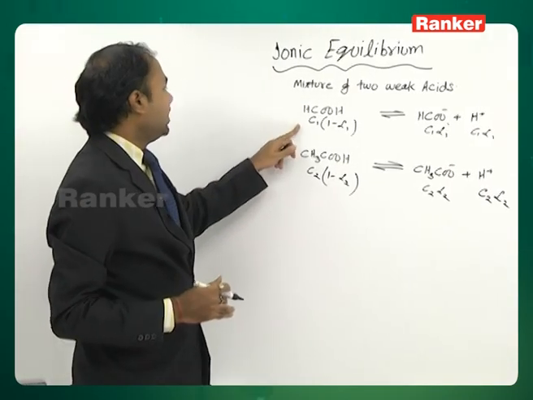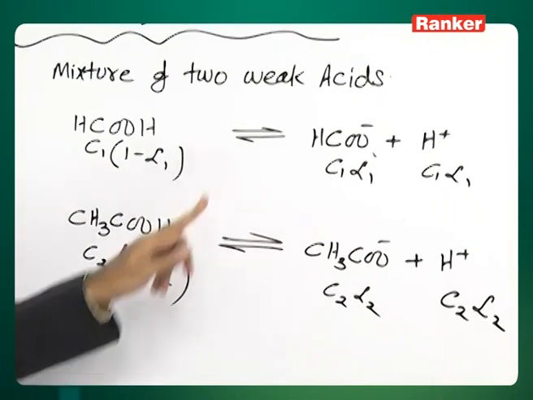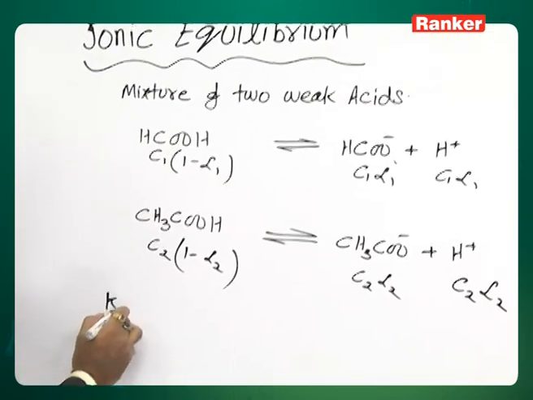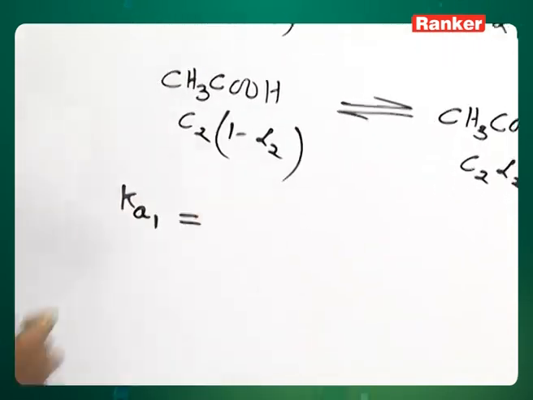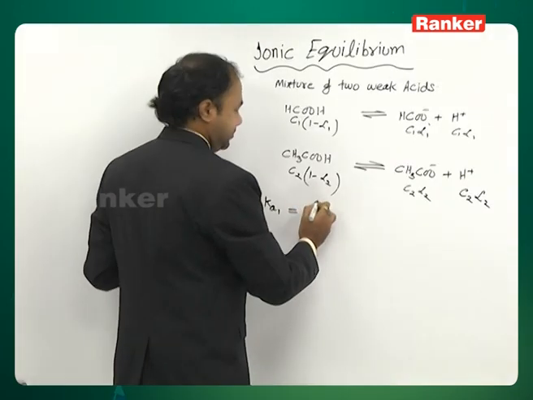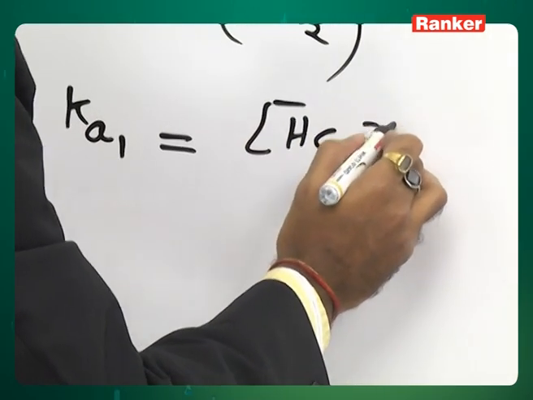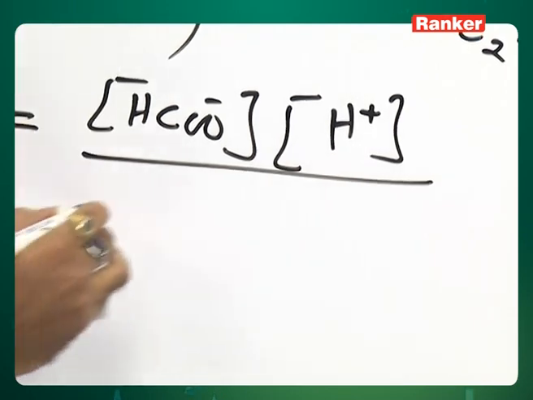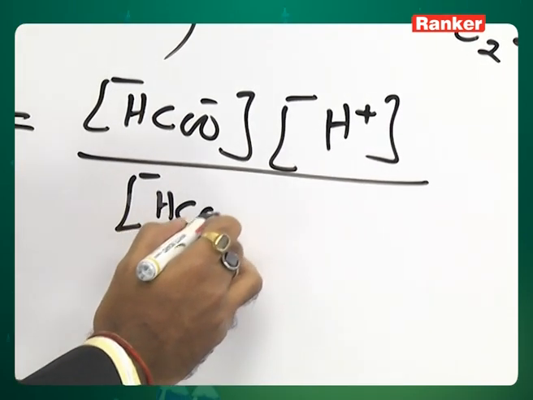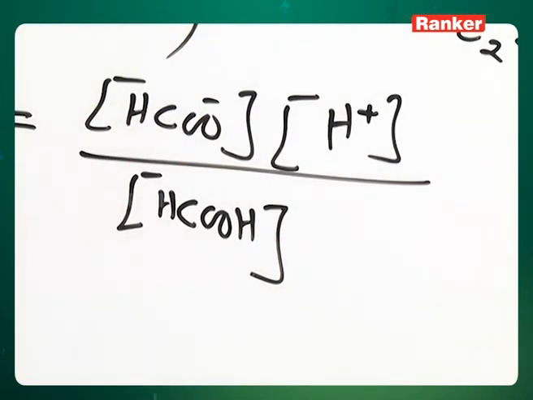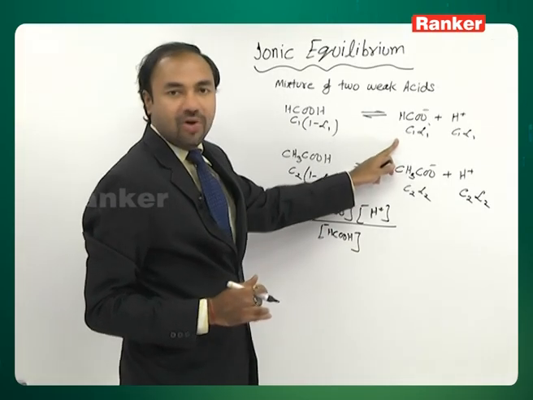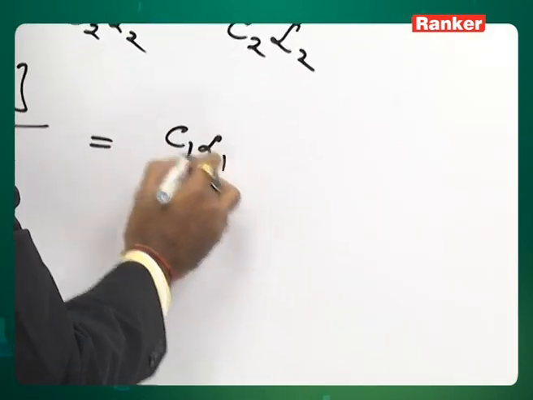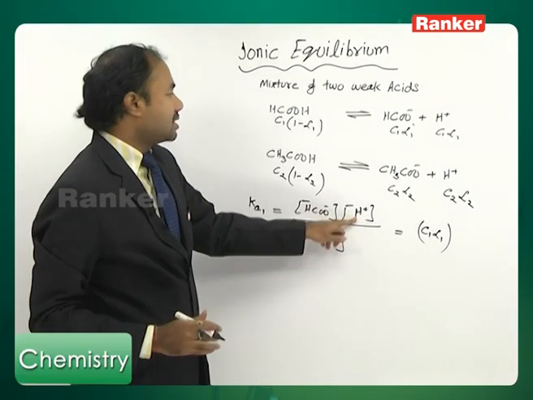Now, we write equilibrium constants which are called Ka1 and Ka2 for these two, and Ka1 we assume is the dissociation constant for formic acid. So, this will be Ka1 equal to concentration of formate ion, HCOO minus, into concentration of H plus upon concentration of formic acid, HCOOH. Right. Now, if you see, concentration of formate ion here is C1 alpha 1. So, we write it as C1 alpha 1 into concentration of H plus ions.